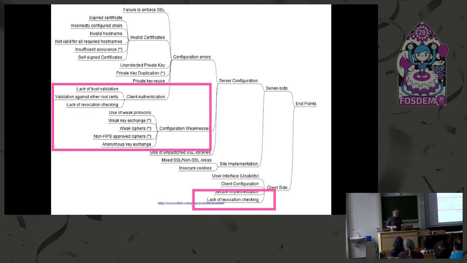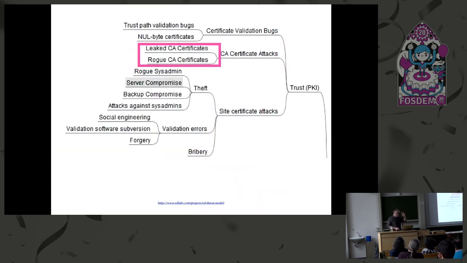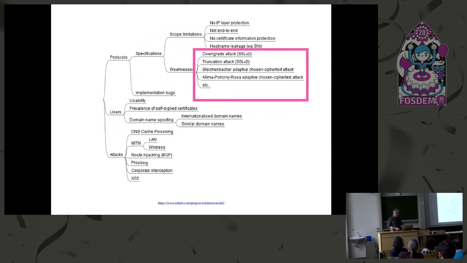I don't have to explain it to this crowd: any configuration, ciphers, all that stuff, certificates that we think are handled underneath because we're using HTTPS and it should magically be taken care of, right? Obviously, leaked or rogue CA certificates, but that's another story. We'll leave that to the pros, and all the ciphers and so on.